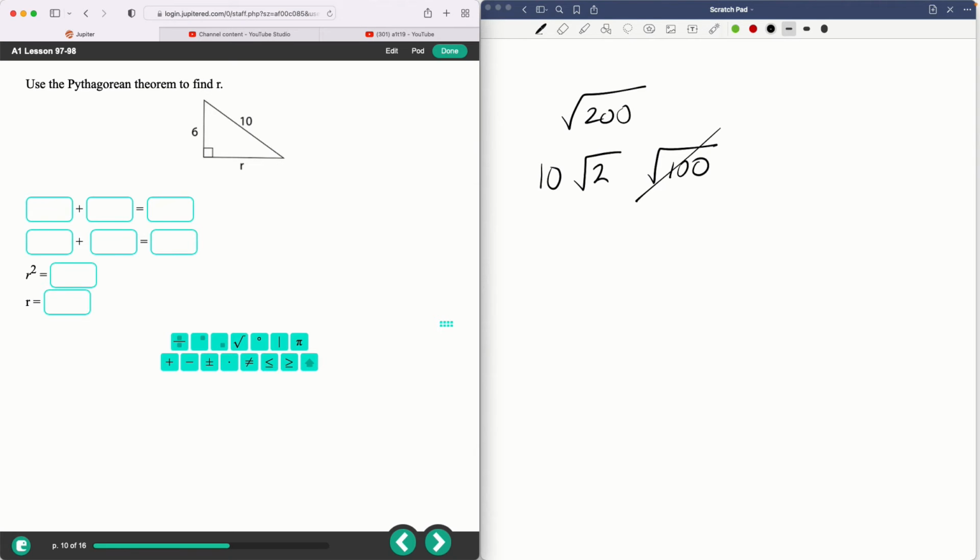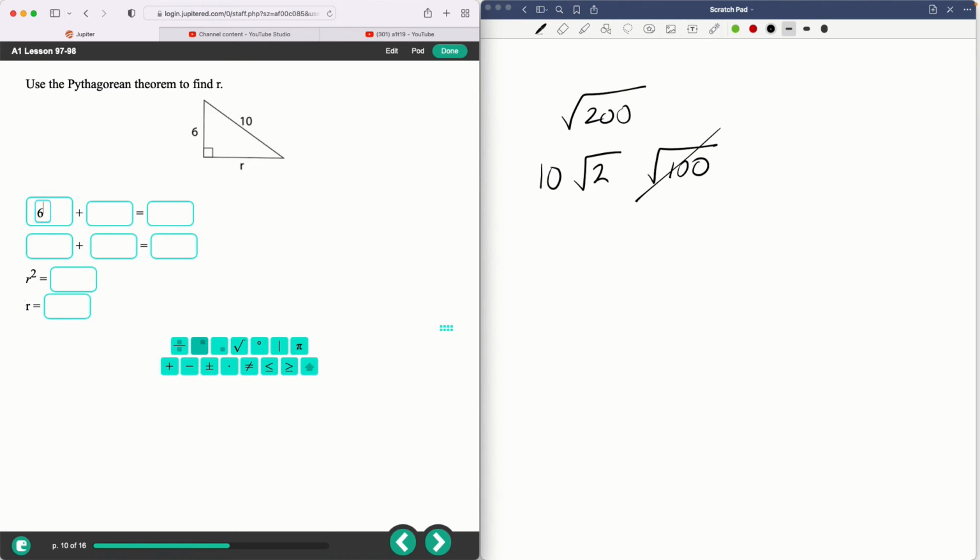So when you have a variable here, but if you ever put it in the wrong spot, right? So I'm going to do 6 squared here, which I know is wrong because r squared should go there. R squared here, and then that would be 10 squared. I'm going to keep going. That'd be 36. That would stay r squared. This would be 100. I'm going to subtract 36 from both sides.